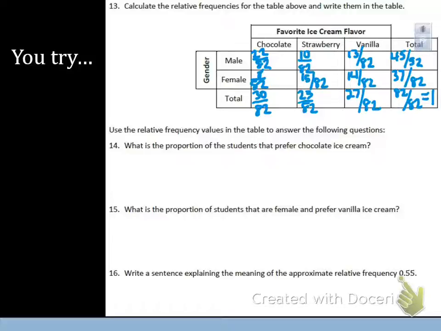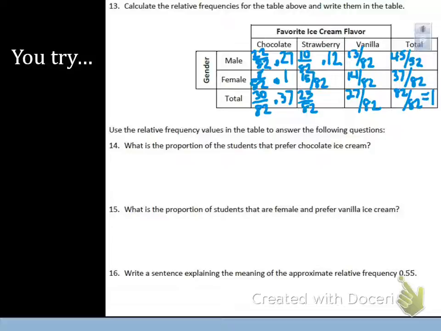All right, so you should have gotten the decimals here. I'm going to go ahead and put them on the paper here so that you can see that. Hopefully you got the same decimals. I did round to the nearest hundredth. So for the males that prefer chocolate, that should have been 0.27. The females that prefer chocolate is 0.10 or 0.1. The total of students that prefer chocolate is 0.37.